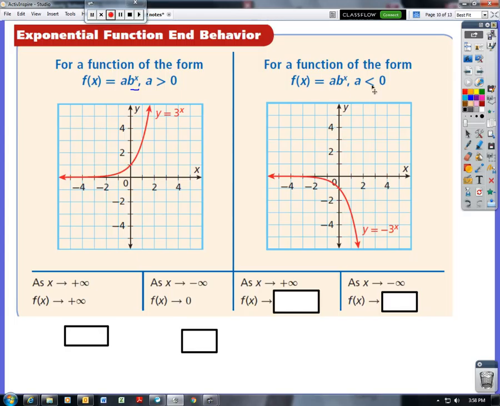And then if a is negative, remember a negative out front, that's going to be a reflection over the x-axis. So we have this beautiful graph here. As x approaches positive infinity, the y's are going to approach negative infinity. Whoops, so this should be a negative infinity. And then as x approaches negative infinity, again, the y's are going to approach 0. I don't think you necessarily need to write this down. So if it makes sense to you, then I think we're good to go.